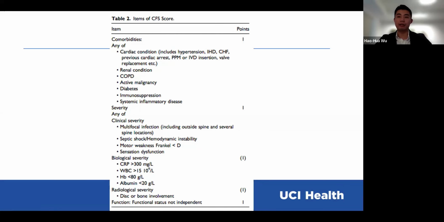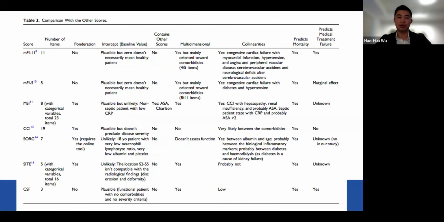If you are familiar with the New England Spinal Metastasis score, the NESMS score, this is very reminiscent of that score as well. There's also the CS3F score, where they also add additional points for biological severity if you have one of these laboratory markers, and also for radiologic severity if there's disc or bone involvement, you get points as well, with more points being more likely to need surgery.